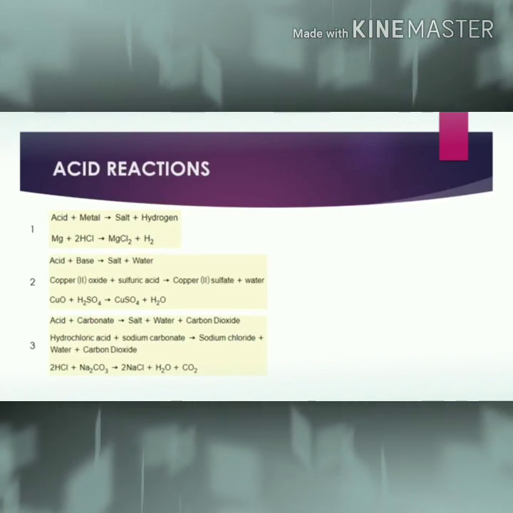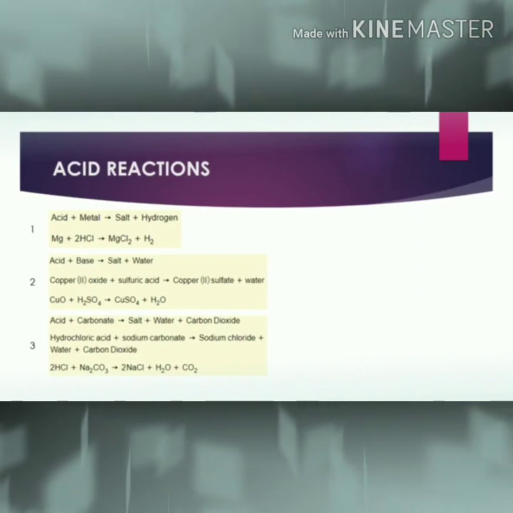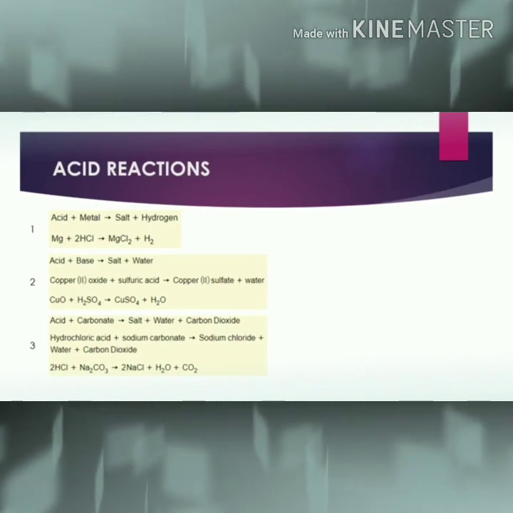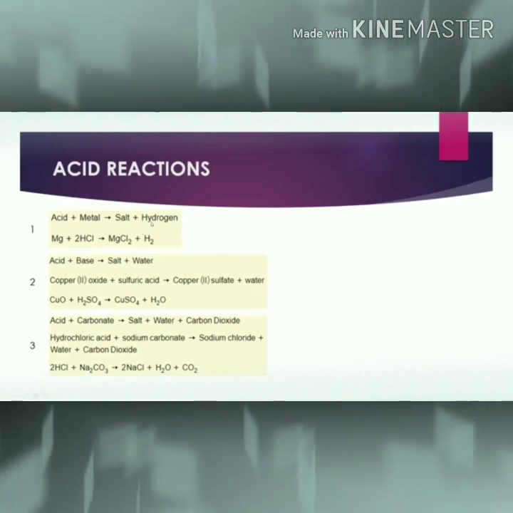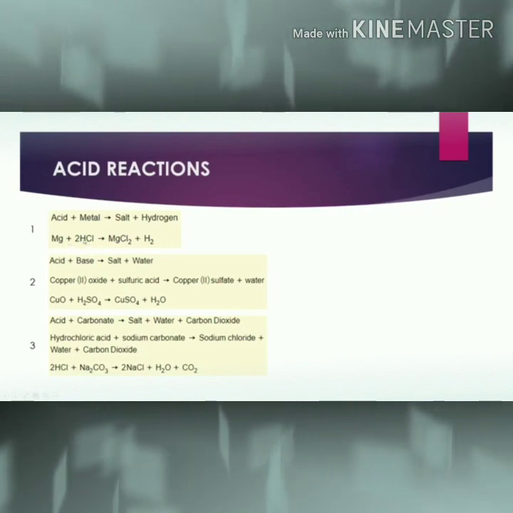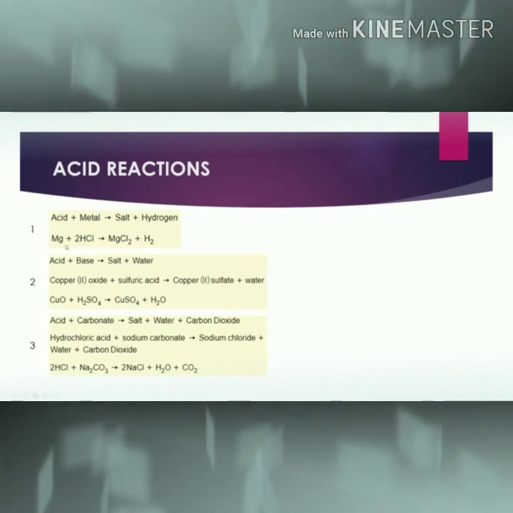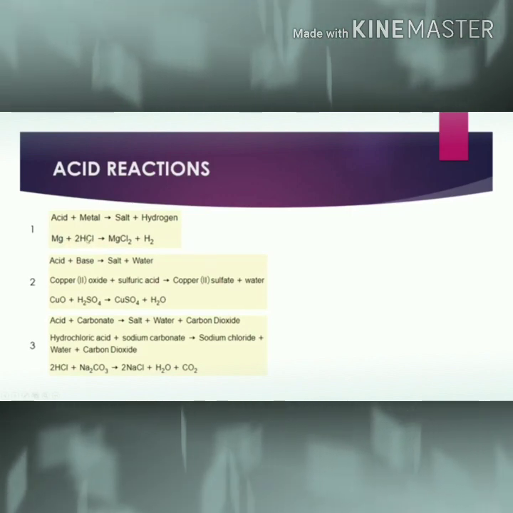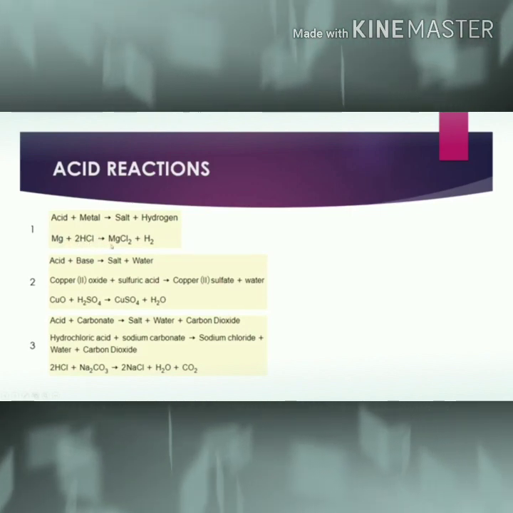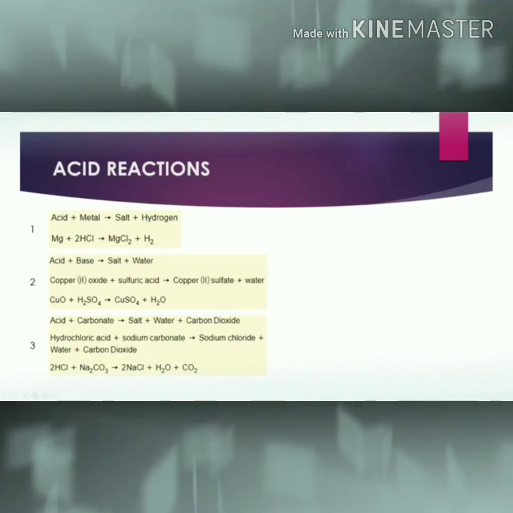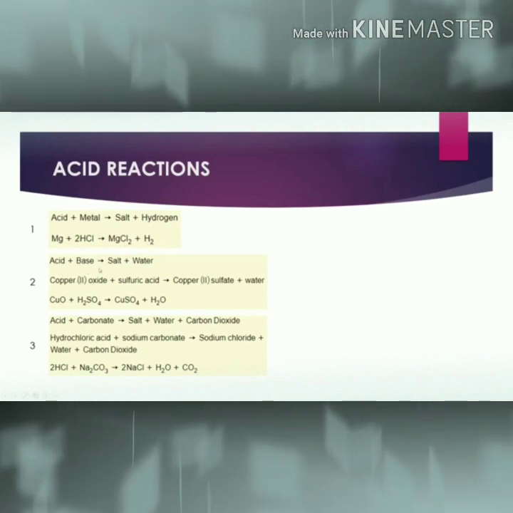Now if you talk about the acid reactions, acid reacts with metal and gives rise to salt and hydrogen gas. Here are examples of how acid reacts with metals, and how you can find the salt with the hydrogen gas. You can find it over here. Magnesium, when it reacts with hydrochloric acid, a strong acid, gives rise to magnesium chloride in the form of salt, and gives hydrogen gas as well.